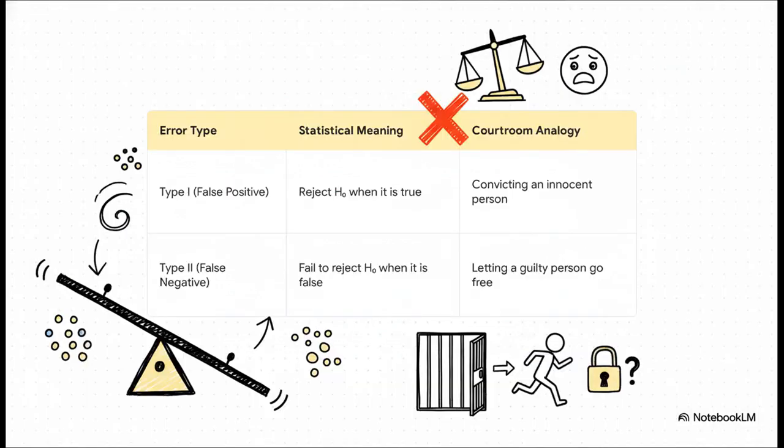Well, in statistics, that's a type 1 error, a false positive. It's when we reject the null hypothesis. We say it works, when in reality it didn't. The flip side of that coin is a type 2 error, or a false negative. That's like letting a guilty person walk free. We fail to find an effect that was actually there. So you see, we're always trying to find the right balance between these two potential mistakes.